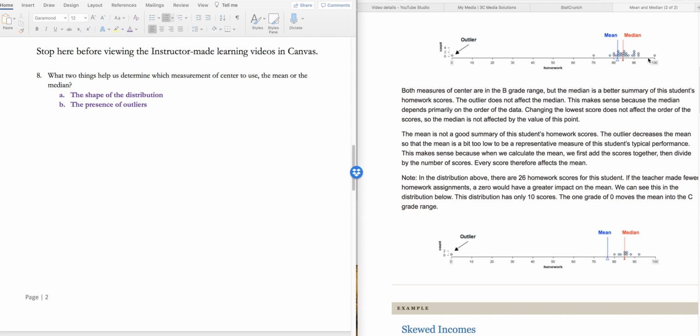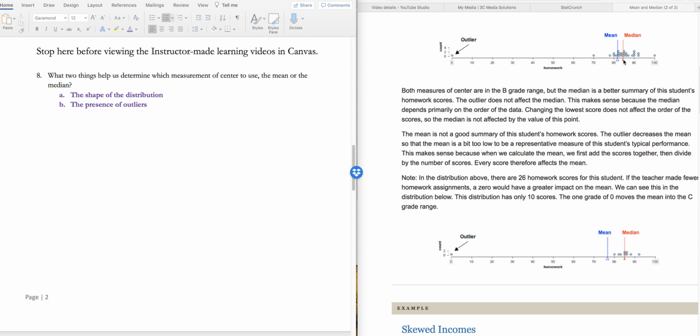Okay, so back to this. Most of the data is up here, but we've got this outlier way down here at 0. Either this student didn't do their homework or just really did not understand what was going on and ended up getting a 0.